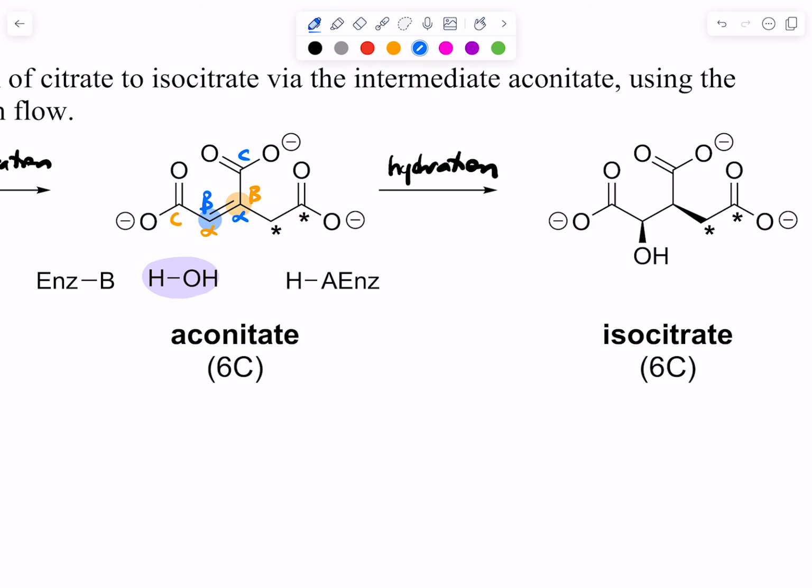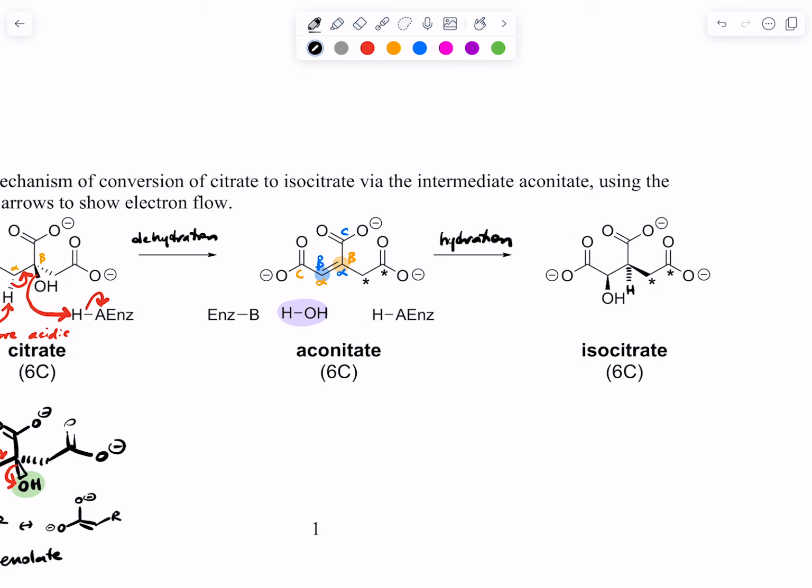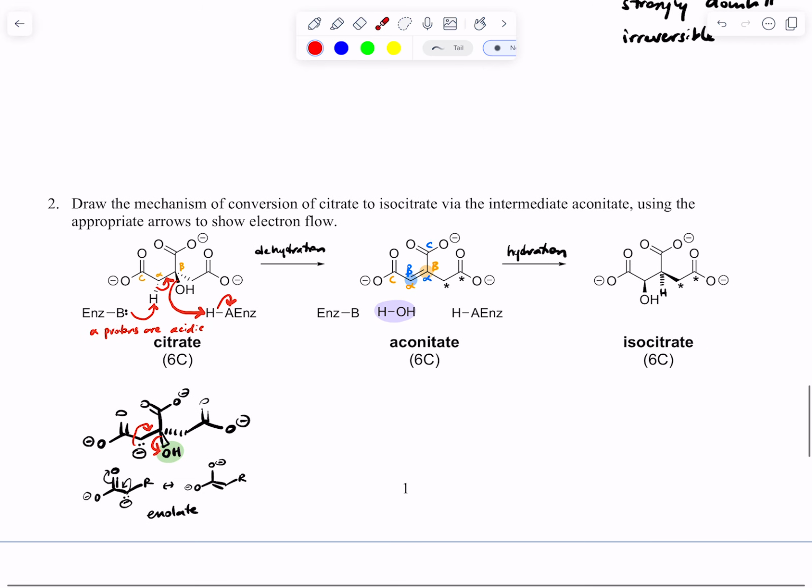And just to give you a hint, there's a proton present in isocitrate that's implied but not shown, but I'll just illustrate it there. So what I want you to do is, based on what you've learned from the dehydration reaction, see if you can figure out arrows with these enzyme basic and acidic groups as needed to get from aconitate to isocitrate. Okay, go ahead and take a few minutes to do that. I'll walk around and answer questions.